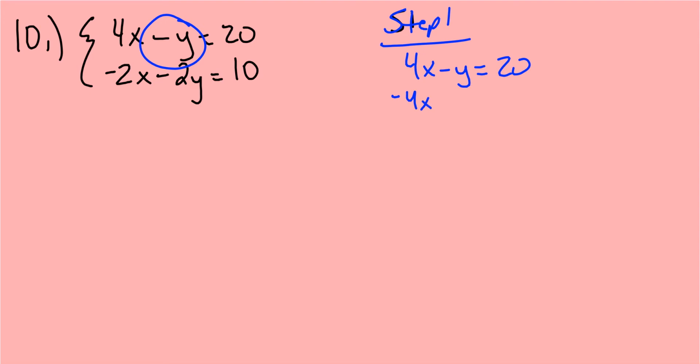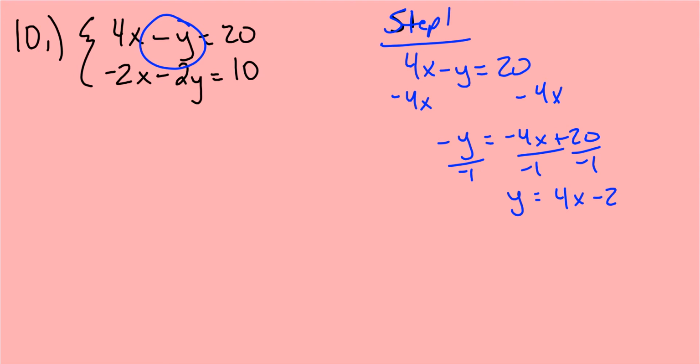I'm picking the top y, so I'm going to subtract 4x from both sides. I get negative y equals minus 4x plus 20. I just like putting the letter first. I divide everything by negative 1. I end up with y equals positive 4x minus 20. That means I circled the y. I'm going to put 4x minus 20 in for a y right there.